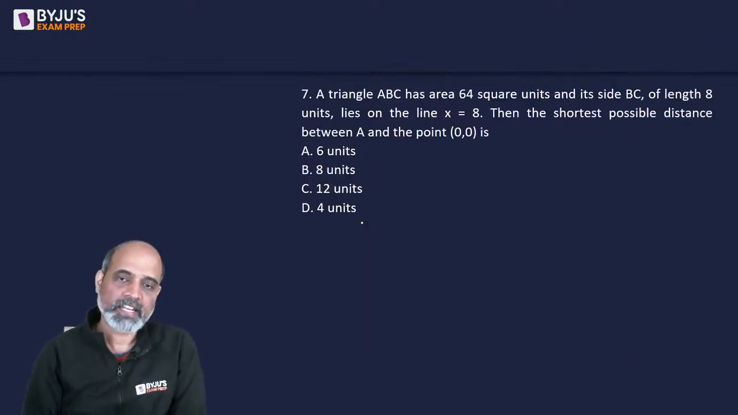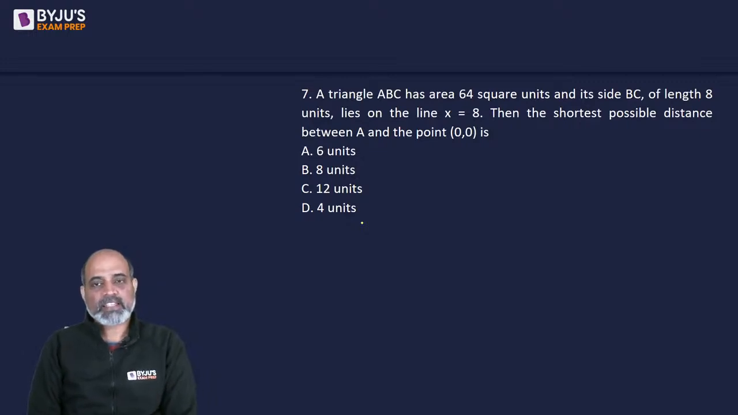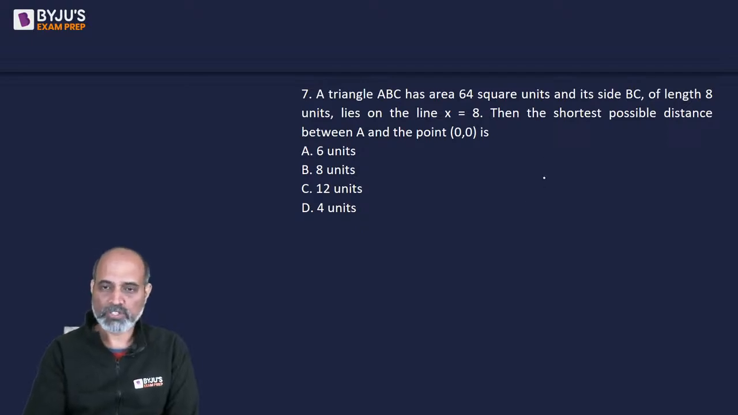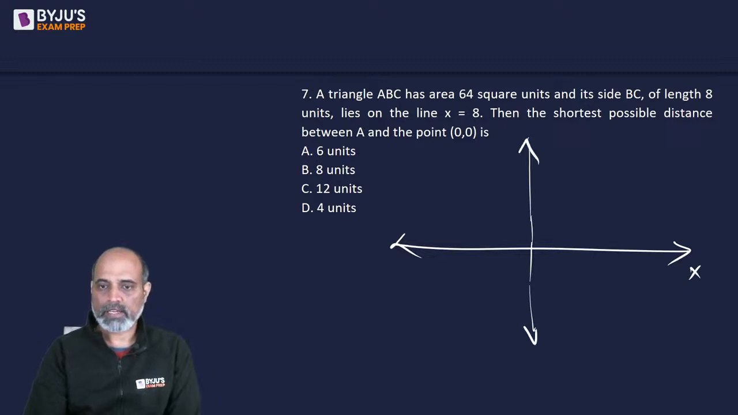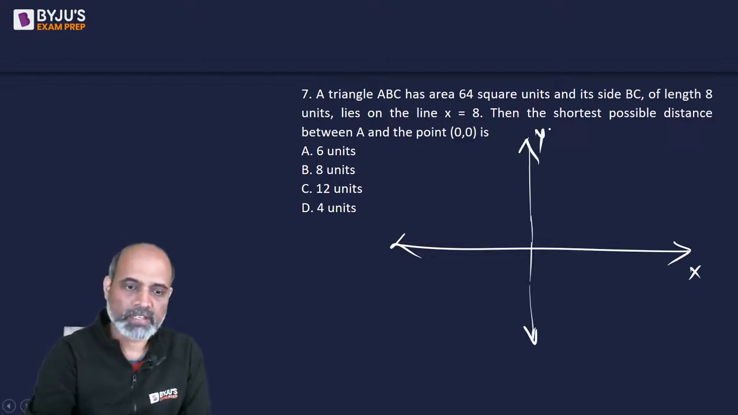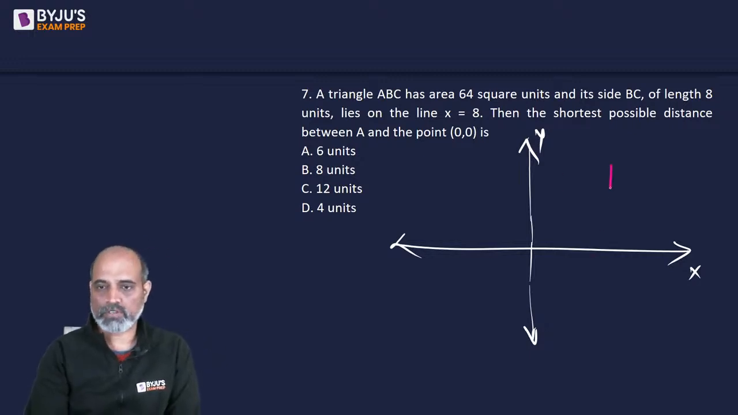Okay, the next one. A triangle ABC has area 64 square units and its side BC of length 8 units lies on the line x is equal to 8. Then the shortest distance between A and the point 0, 0 is. So suppose this is our y-axis and this is our x-axis, and then we are given line x is equal to 8. So this line is x is equal to 8. That means it passes through 8 comma 0. This is our origin, which is 0 comma 0.